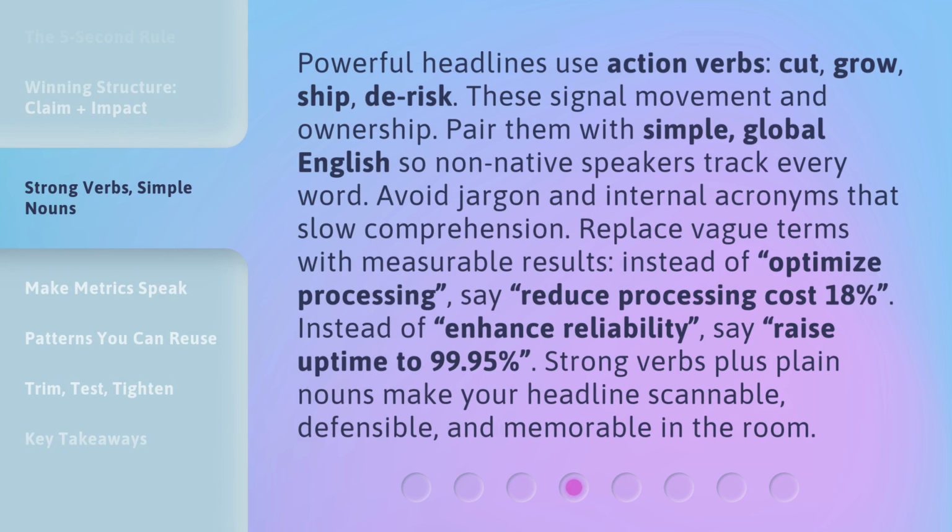Powerful headlines use action verbs: cut, grow, ship, de-risk. These signal movement and ownership. Pair them with simple, global English so non-native speakers track every word. Avoid jargon and internal acronyms that slow comprehension. Replace vague terms with measurable results.